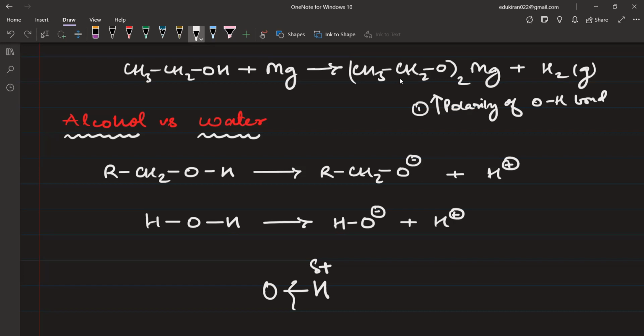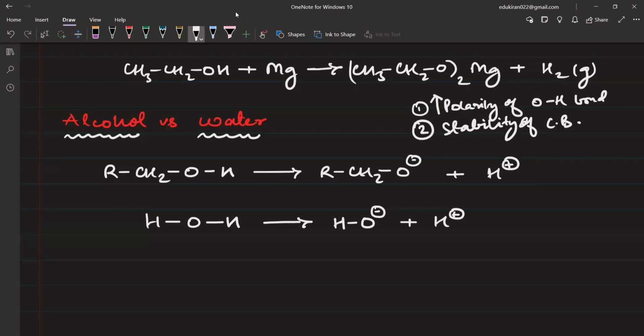It is having almost complete positive charge. If it is very polar, that means almost all of the electron is with the oxygen atom, and almost complete hydrogen is having the H plus charge. Now, when the polarity of the OH bond is high, that means we have a stronger acid. Second point is stability of the conjugate base. That means we have to look at the conjugate base. After we remove the H plus, what is remaining? This is your conjugate base from the alcohol. This is the conjugate base from the water.